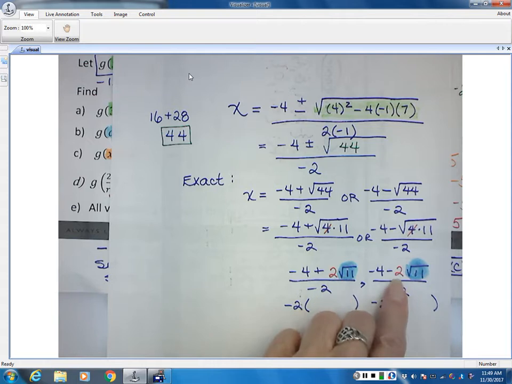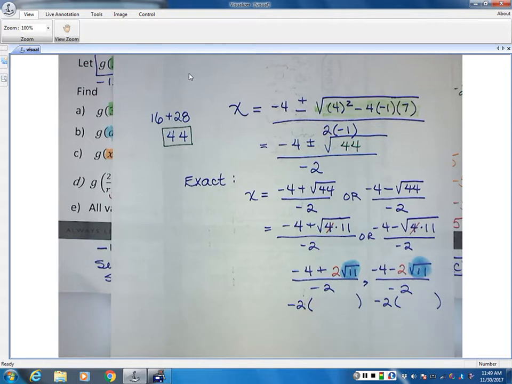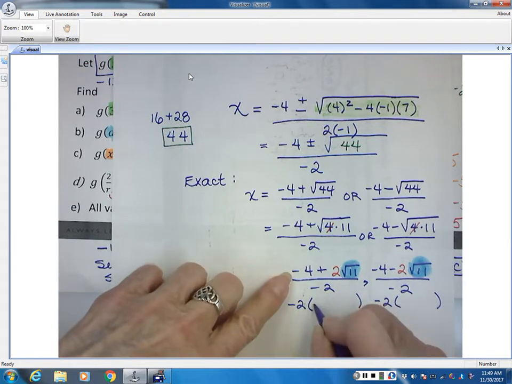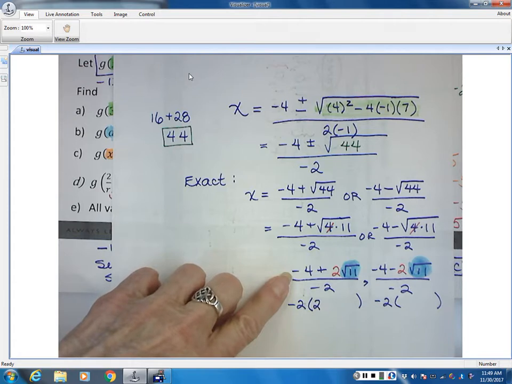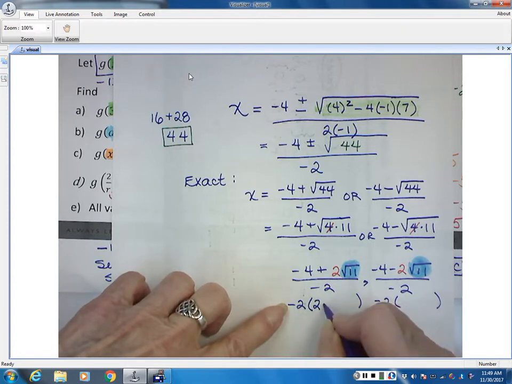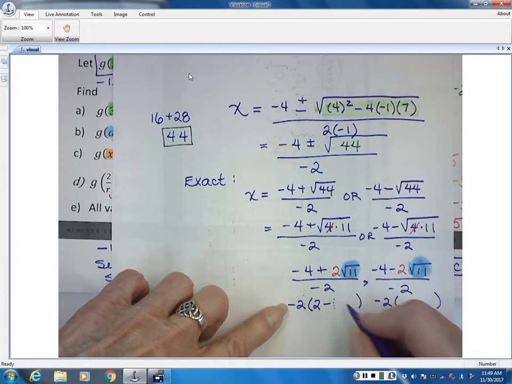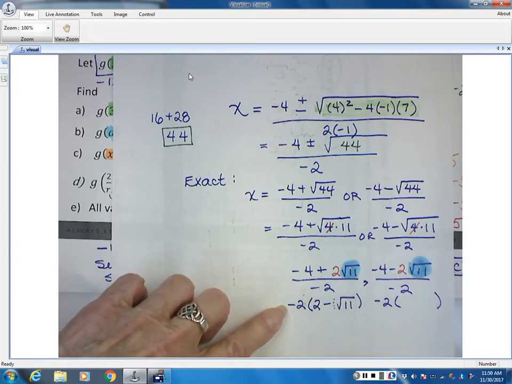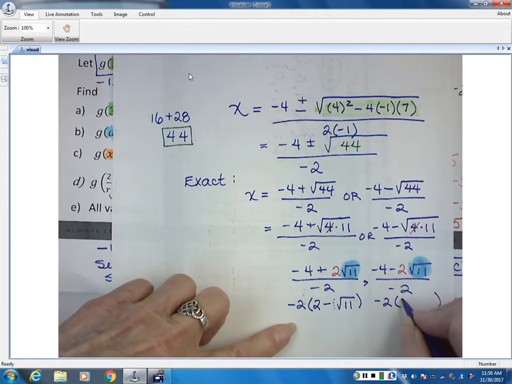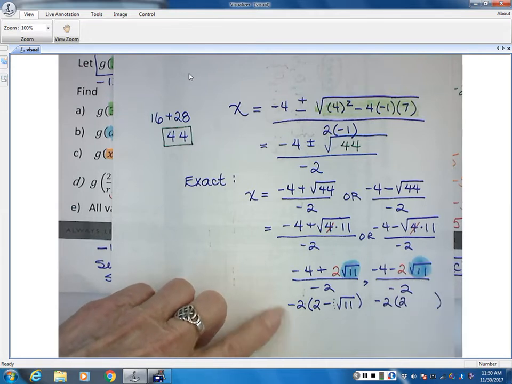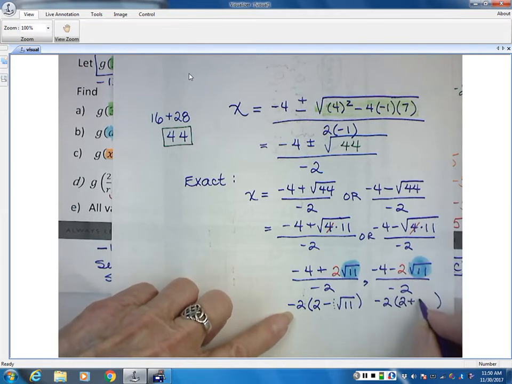Minus 2x plus 2x. Well, yes, I can factor out -2. -2 times -2 gives me +4. -2 times -1 gives me +2. And I just keep that square root of 11 right where it's at. It's just like a variable. Same thing on this side. -2 times 2 and -2 times +1 square root of 11.